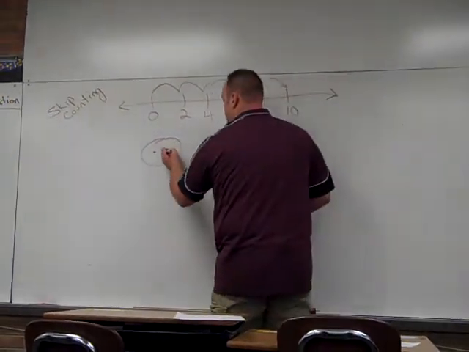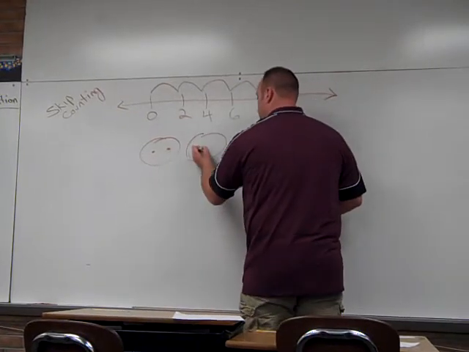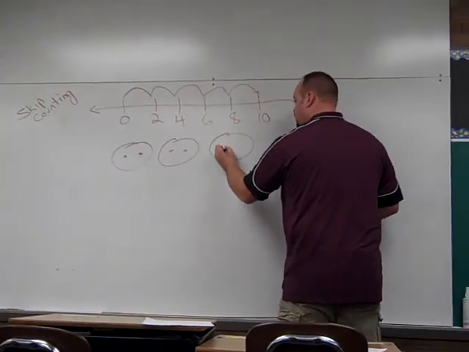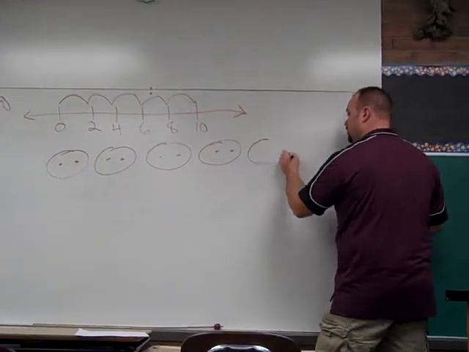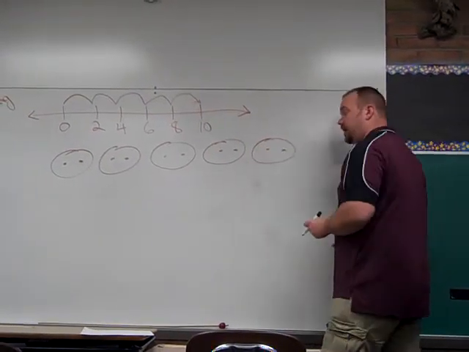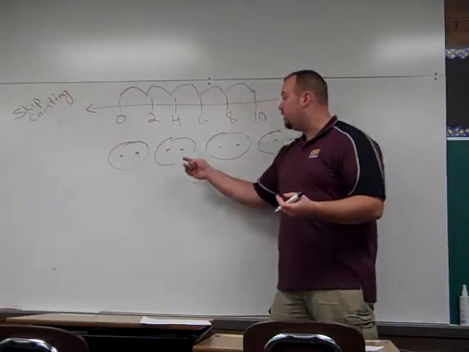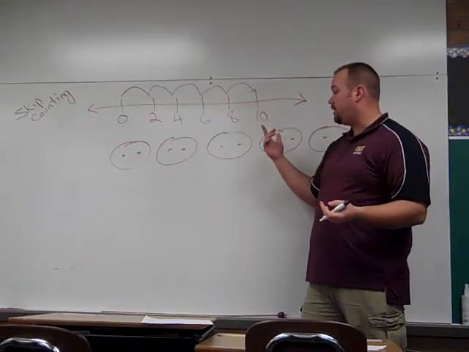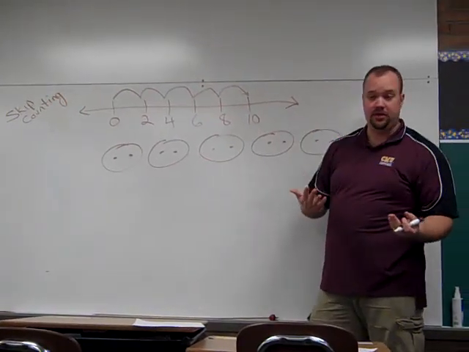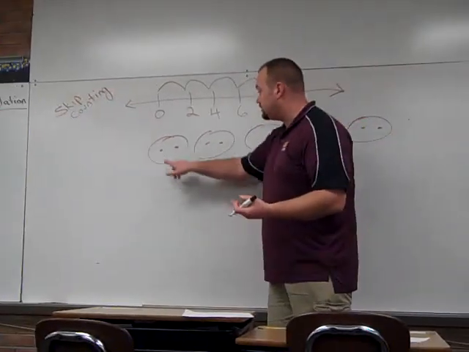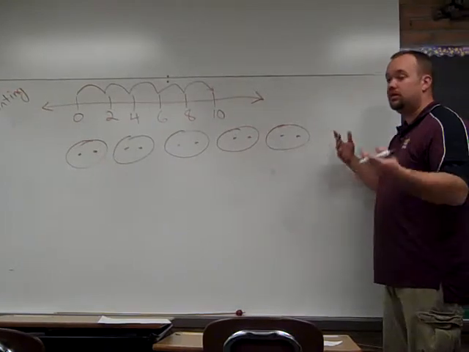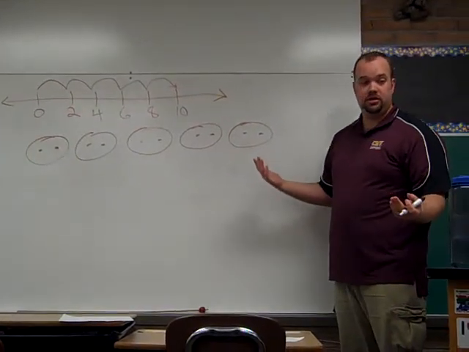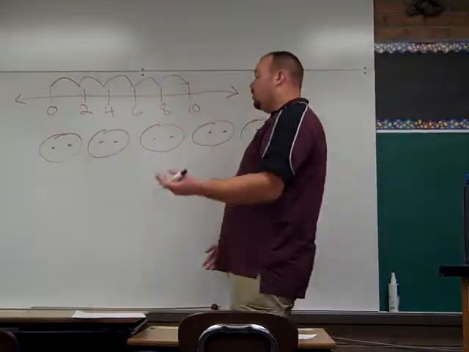5. So there's 1, 2, 3, 4, 5. Okay. Now, from there, you can count it up using your skip counting, or if you don't feel comfortable with that, you can just count the dots. 1, 2, 3, 4, 5, 6, 7, 8, 9, 10. Do we end up with the same answer? Yes.